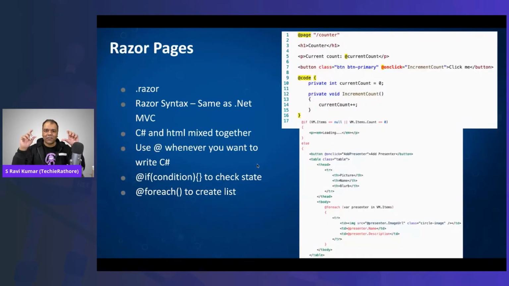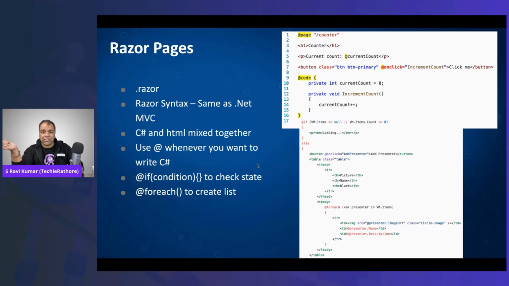As I said, Blazor uses Razor pages. Here there are slight changes in Blazor. When we talk about Razor pages in Blazor, we don't have the .cshtml extension. We have the .razor extension. So all the Blazor pages have .razor as the extension, but the syntax remains the same.